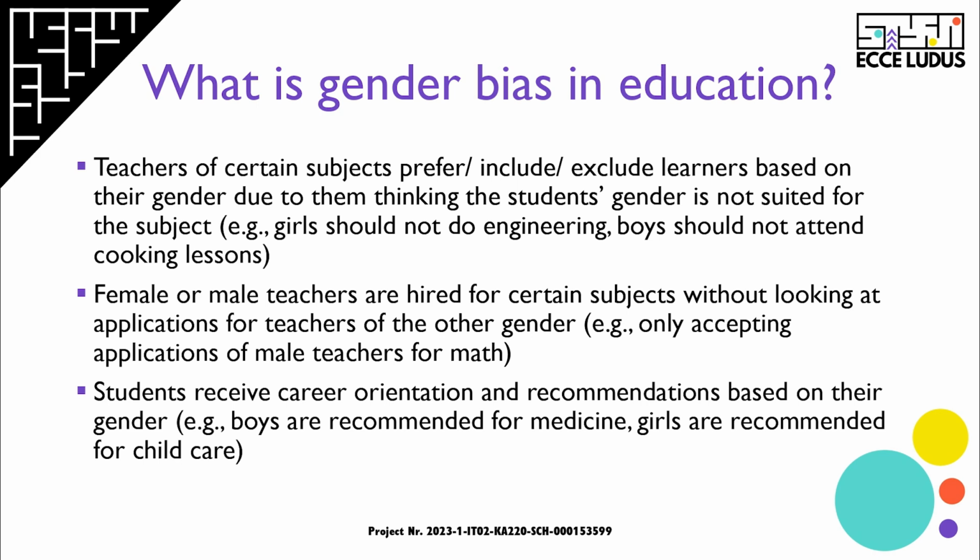Another way is when female or male teachers are hired for certain subjects without looking at applications for teachers of the other gender. For example, when a school searches for math teachers but only looks at the applications of male teachers. Lastly can be when students receive career orientation and recommendations based on their gender. For example, when boys are recommended for medicine only and girls are recommended for childcare.